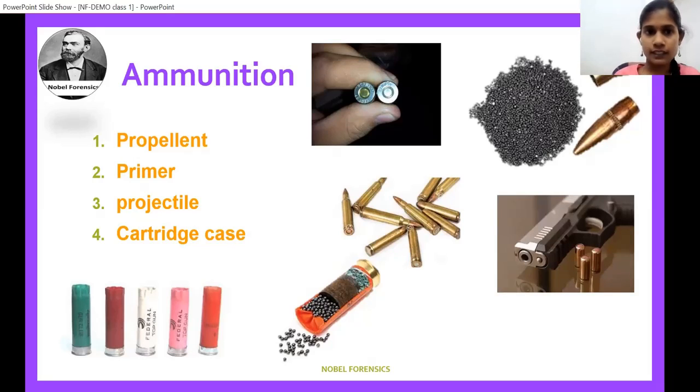And again coming to the primer. Primer is the last backside part of the cartridge case. And these four are the composition of ammunition. You can remember it like 3PC: propellant, primer, projectile, cartridge case. Many times questions are asked about ammunition, so you can easily remember it like this: propellant, primer, projectile, and cartridge case.